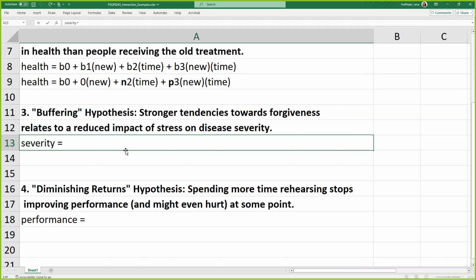How about this example from a friend of mine's dissertation many years ago, a buffering hypothesis. That's another terminology people use for these models. Stronger tendencies towards forgiveness relate to a reduced impact of stress on disease severity. Got it. Beta 0. All right, what are the variables in my story here? Forgiveness. Yep. And that's dichotomous also? Nope, this is a scale. It's going to be a measure of individual differences that I helped create, the Heartland Forgiveness Scale.